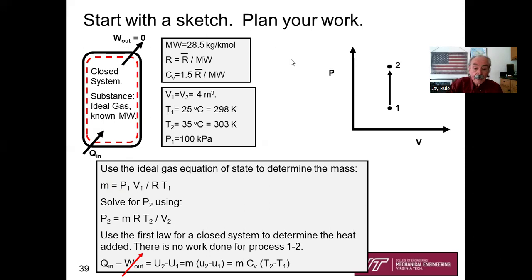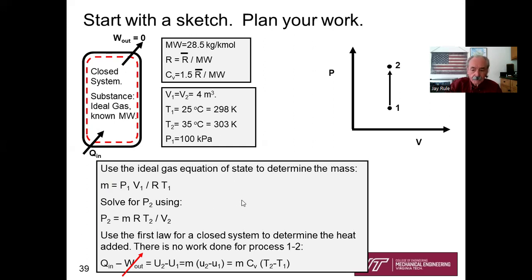Okay. How about our steps? This is our given information. I know I'm going to need R, so R is R bar over the molecular weight. I better remember what R bar is. I've got the molecular weight. CV is 1.5 times R bar divided by the molecular weight. I'll be able to get that. Here's all my given information. I remember to transform temperature in degrees C into absolute temperature.